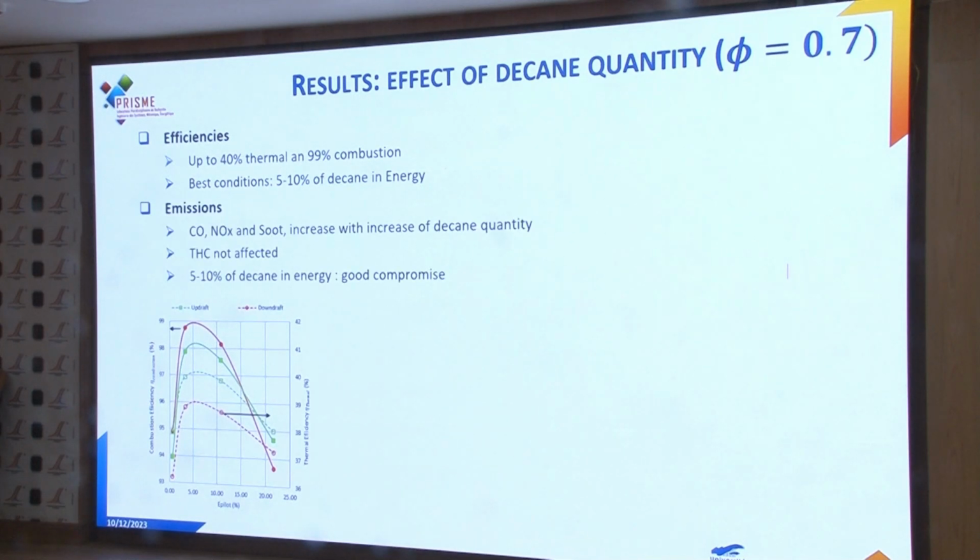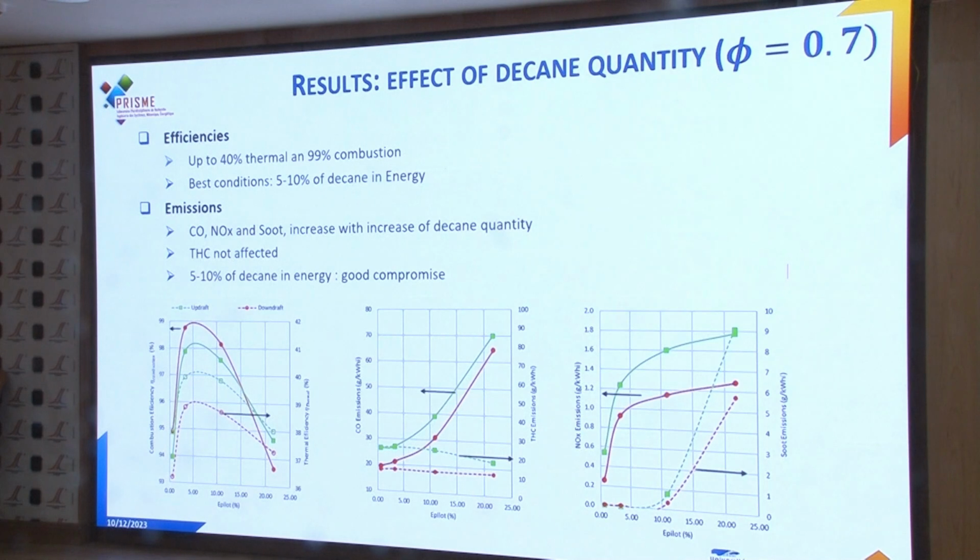And if we look at the emissions, basically the CO, NOx and soot increase with the increase of decane quantity, which is logical. The unburned hydrocarbons are not that much affected.